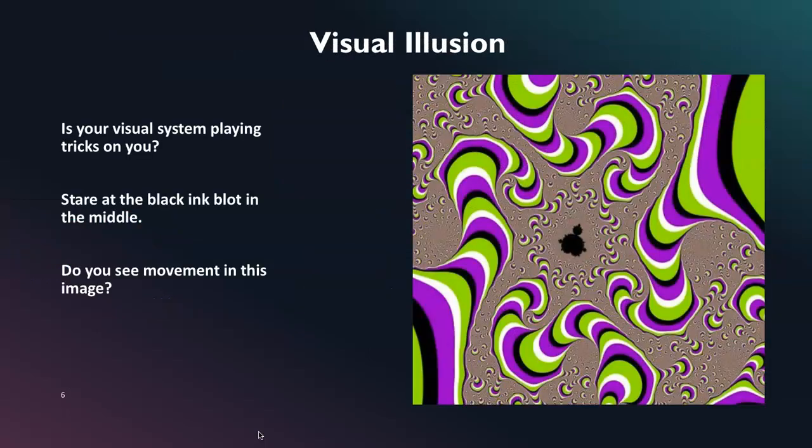Let's have some fun with our eyes. Is your visual system playing tricks on you? Stare at the black ink blot in the middle. Do you see movement in this image? Its apparent motion in the image is an optical illusion.